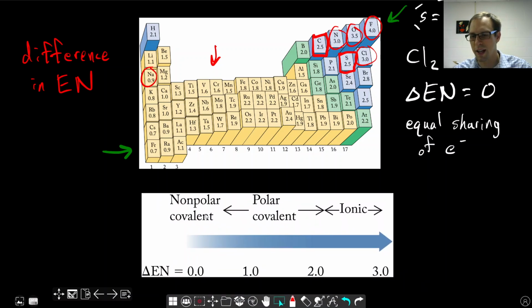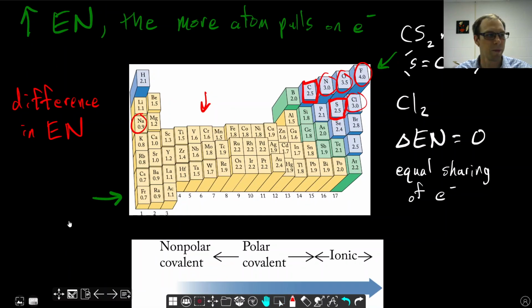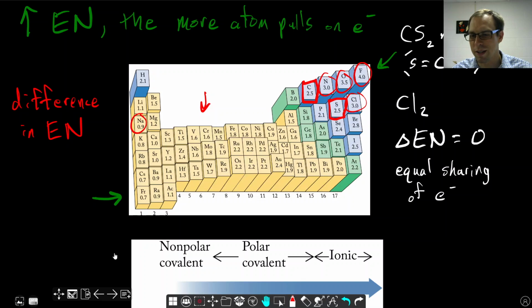The rough scale is that anything greater than about a difference in electronegativity of 2 will be ionic. Between about 0.5 and 2 will be polar covalent, and then our nonpolar, like our carbon, sulfur, or Cl2 here, those would be our nonpolar that have a very small difference in electronegativity. So this scale helps us to make sense of why we see these polar covalent bonds, and take this with a grain of salt.